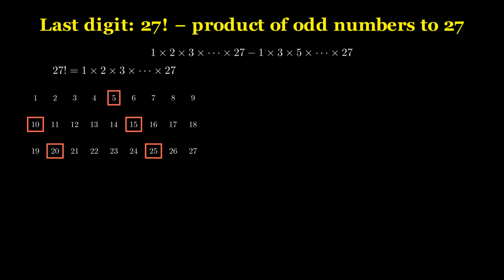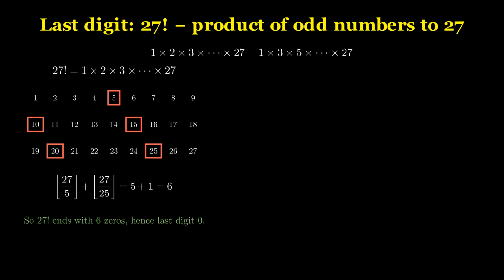Multiples of 5 inside 1 to 27 are 5, 10, 15, 20, and 25. But note, 25 contributes 2 factors of 5 because 25 equals 5 squared. Count factors of 5 using floor division. Floor of 27 over 5 is 5. Floor of 27 over 25 is 1. So total 6 factors of 5.